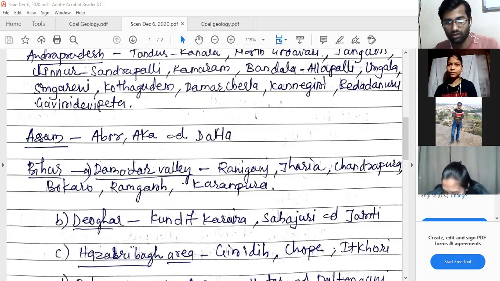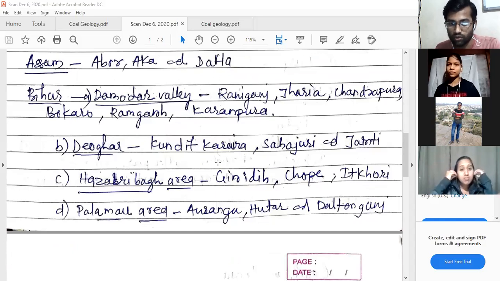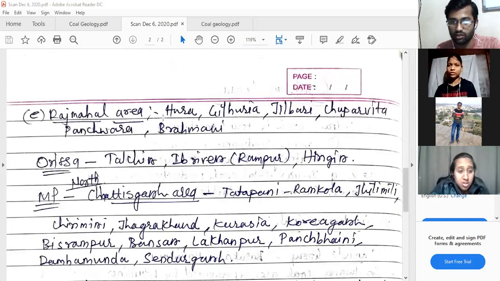Then in Bihar and Jharkhand we have Damodar Valley. Raniganj, Jharia, Chandrapura, Bokaro are very famous. Then Ramgarh, Karanpura. Then Deoghar, we have Kundit. Then Saharjuri, Jainti. In Hazaribagh area, we have Giridih, Chowk, Itkhori. Then in Palamu area, we have Auranga, Uttar, Daltonganj. Then in Rajmahal area, you have Pura, Giloria, Jilbari, Chuparvita, Panchwara, Brahmani.